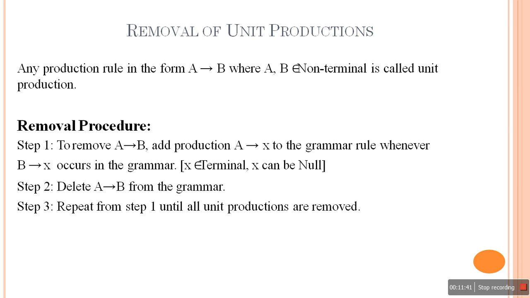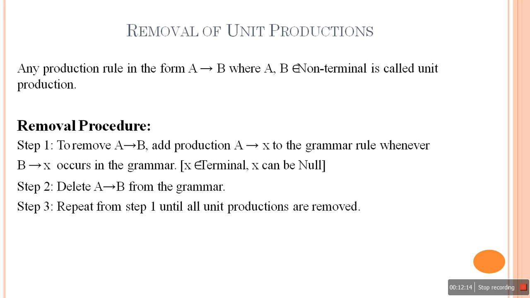The removal procedure includes these steps. To remove A determines B, we have to add the production rule A determines X to the grammar whenever B determines X. Means X, the right side element of the production rule, is to be replaced by the production rule given for that particular element in the grammar. X can be null or X can be a terminal element.